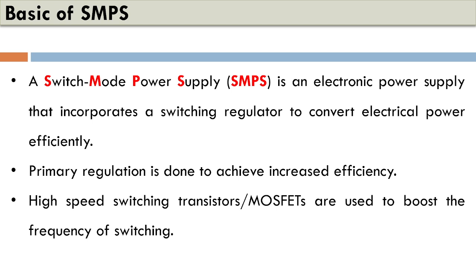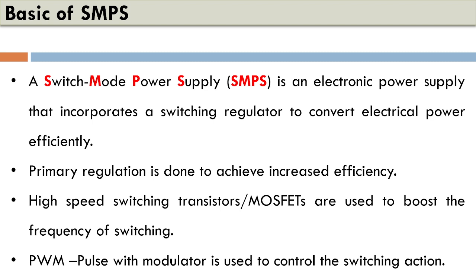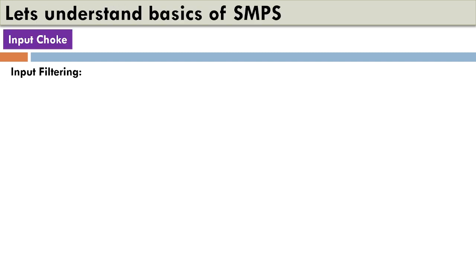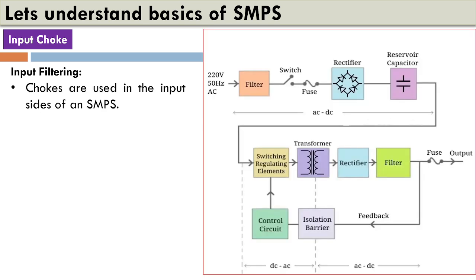Then obviously what we have just discussed, that the high speed switching transistors, the MOSFETs, are used to boost the frequency of the switching, and we will use pulse width modulators to control the switching action. Now let's move on to the very basics of the SMPS circuit. To start with, we have a basic block diagram of an SMPS.